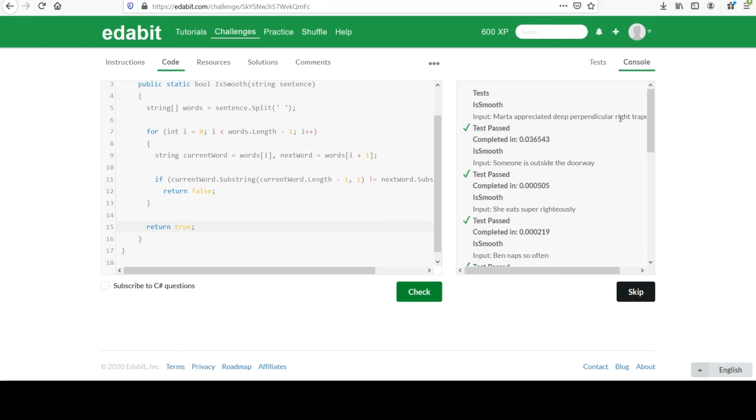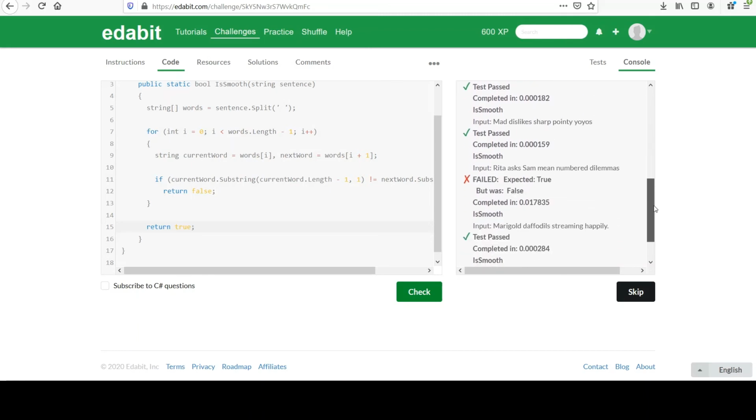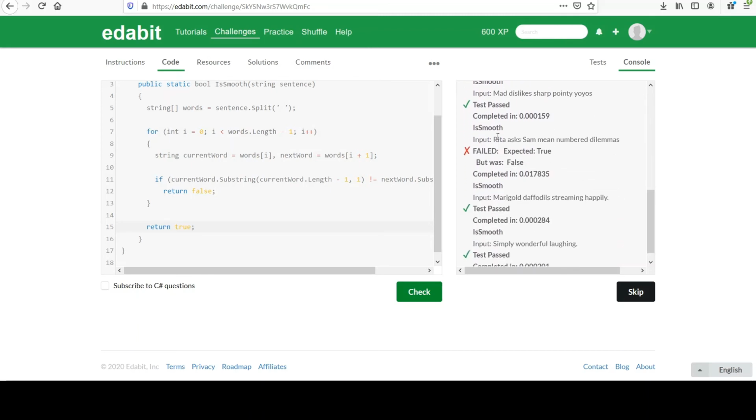And look at that. You heard the sad music. We got a bunch of check marks. What happened? Failed. Rita asks Sam mean-numbered dilemmas. That looks like it should be true, right? Why did we get false? Look at it closely. Pause the video if you like. And the answer being is we got gigged here, didn't we?